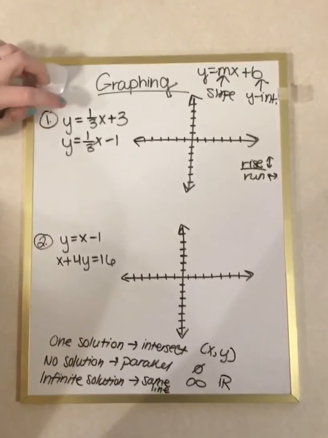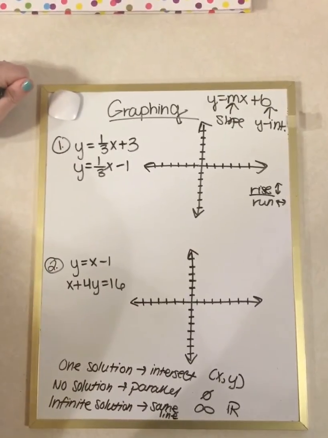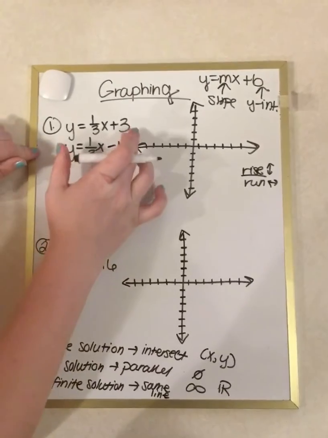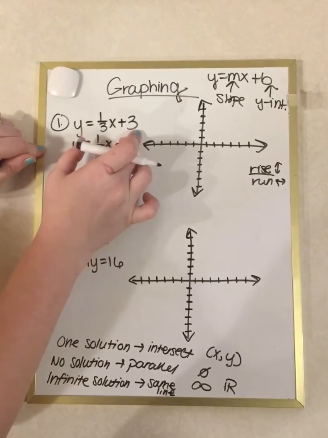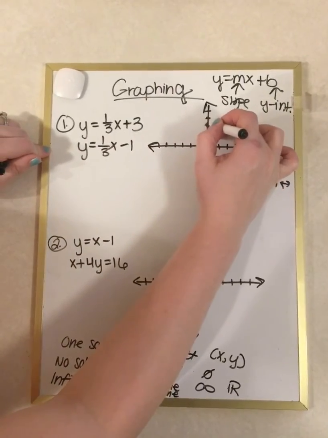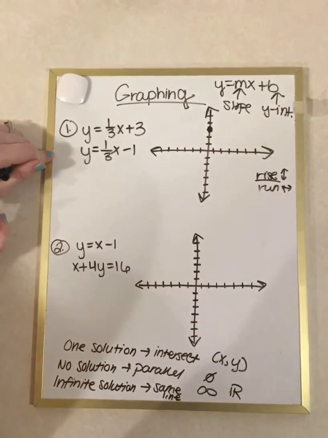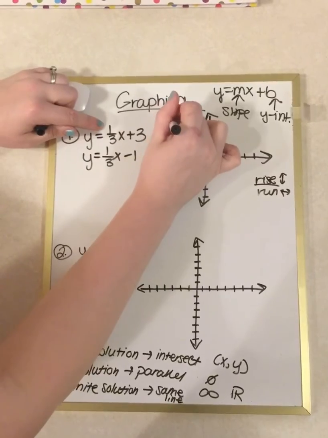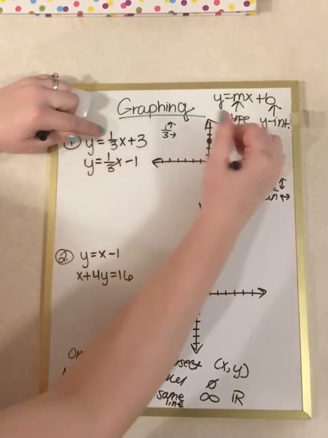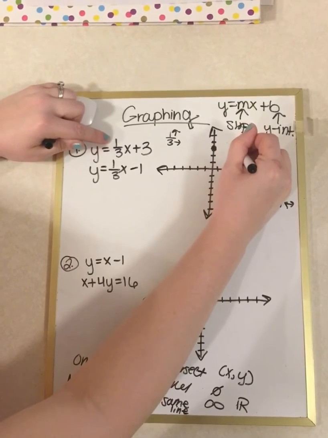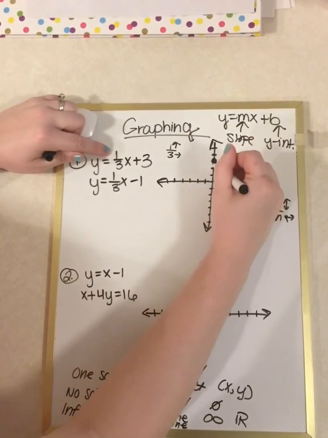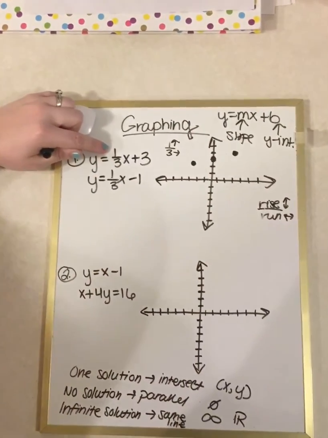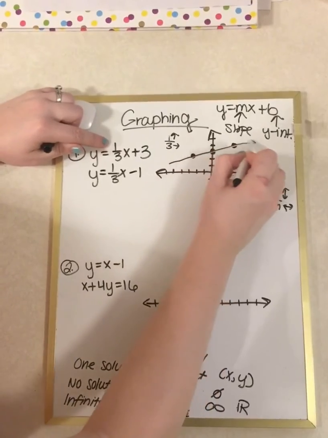So with number 1, first equation is y equals 1/3 x plus 3. That is already in y equals mx plus b, so it's good to go. So y-intercept is going to be positive 3. So we're going to go to the y-axis and put a point on positive 3. And then we're going to do a slope of 1/3. So that means we're going to go up 1, right 3. And then you can also go down 1, left 3, if you want to get a point on the other side. You can always do the opposite, and then make sure that you connect your points.